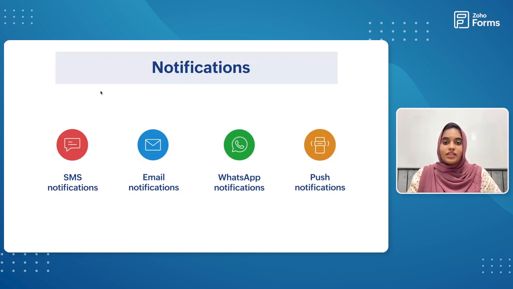So now we've designed our forms, we've customized them, we've branded our forms, we've shared them with our respondents, and it is time to set up our notifications. And we have four different ways in which we can set up automated notifications within Zoho Forms. And that is SMS notifications, emails, WhatsApp notifications, and push notifications that give us a quick introduction to our mobile forms app.